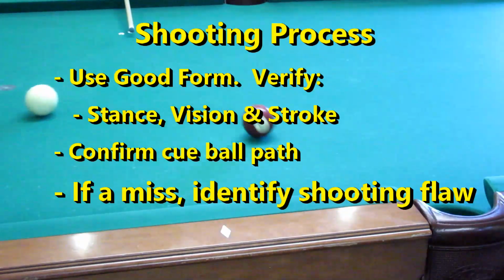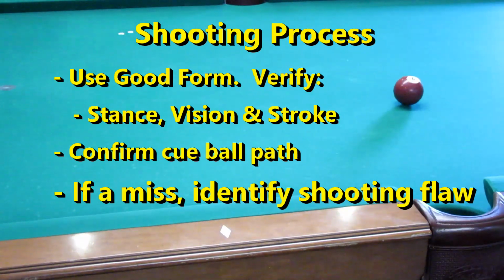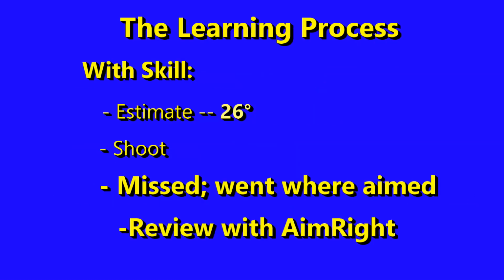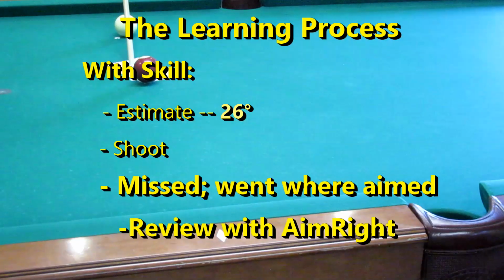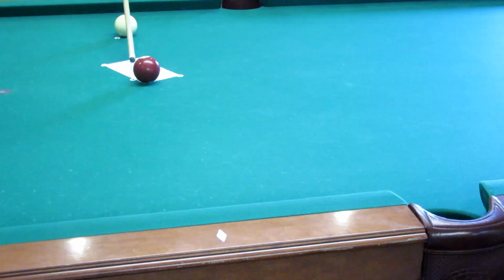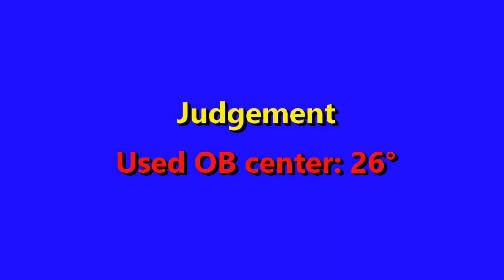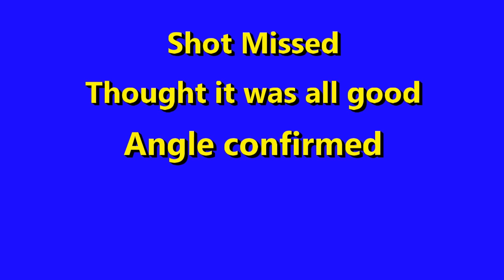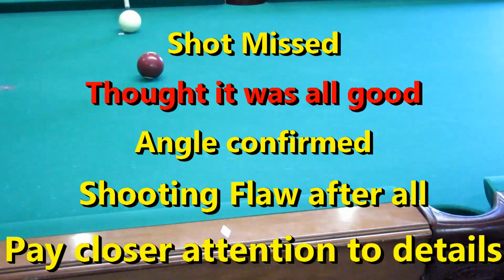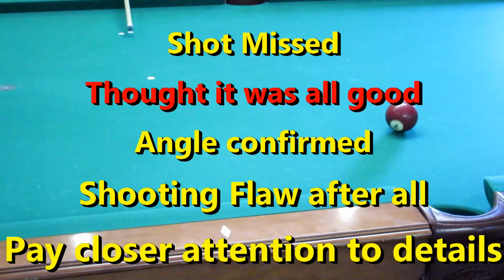If you missed, and you know your mechanics seemed off, and the cue ball didn't go where you aimed, work on that. If it went where you aimed, or you aren't sure, then get out your AimRight and check the angle. Figure out where your estimate went wrong. If the angle is confirmed, it really was a shooting error after all. Learn to pay more attention to the sights, sounds, and feel of shooting.